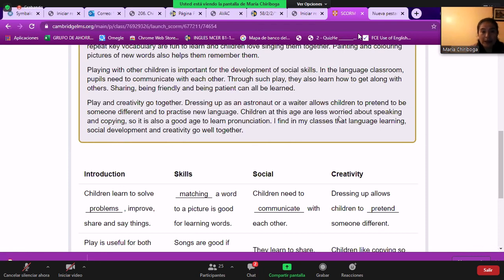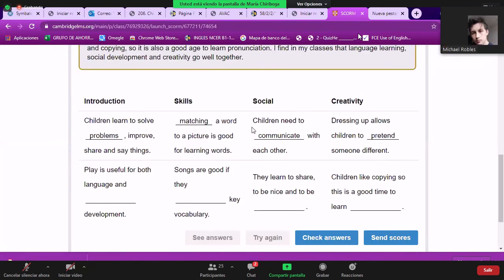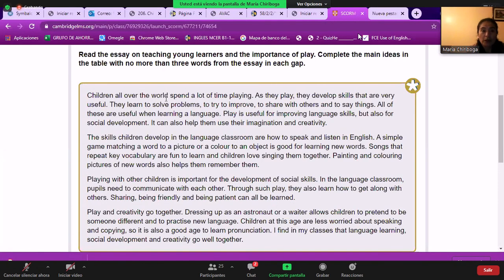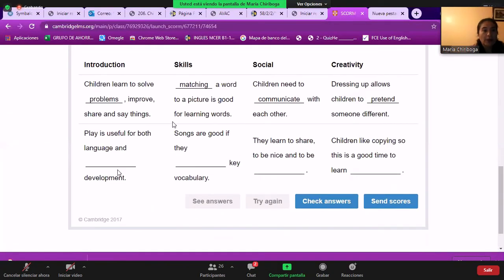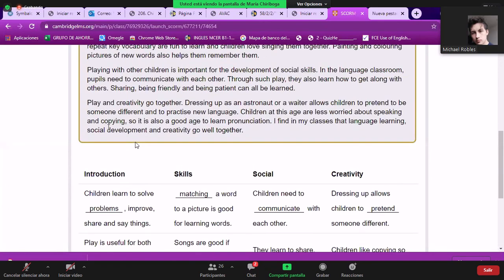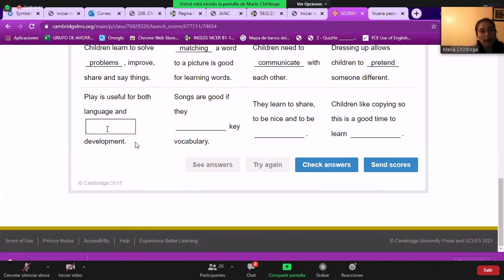Children at this age are less worried about speaking and copying. So it is also a good age to learn pronunciation. I don't find the answer here. Teacher, it is in the introduction. Children all over the world spend a lot of time playing. As they play, they develop skills that are useful, maybe to learn to solve problems. Let's see. Play is useful for both language and skill development.